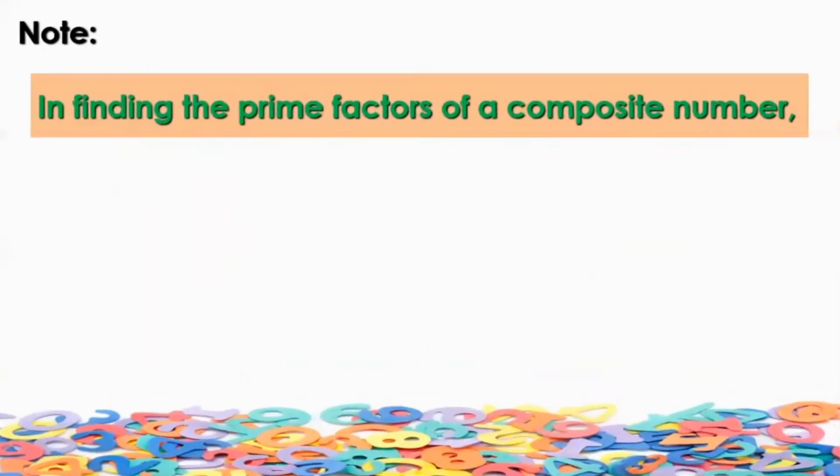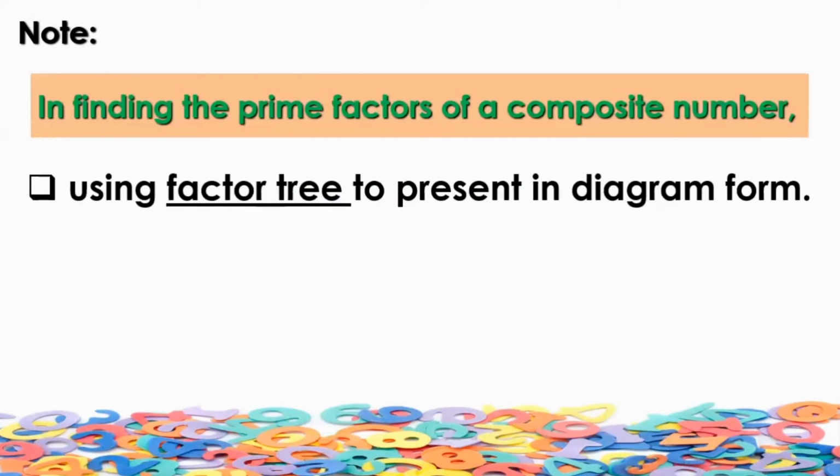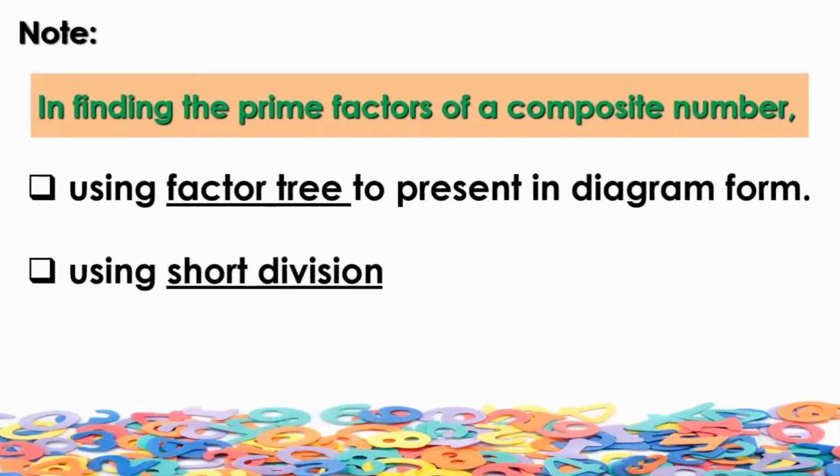There are two ways of finding the prime factors of the composite number. First, using the factor tree to present in diagram form. Second, using short division. Let's take a look at an example using the factor tree and the short division.